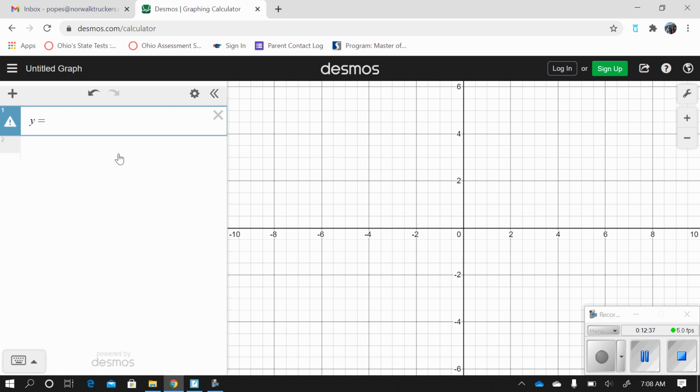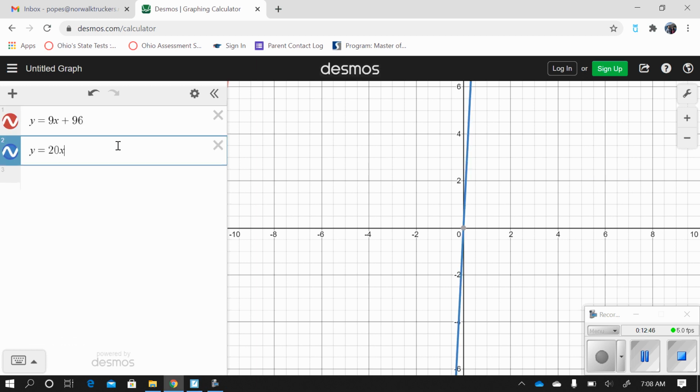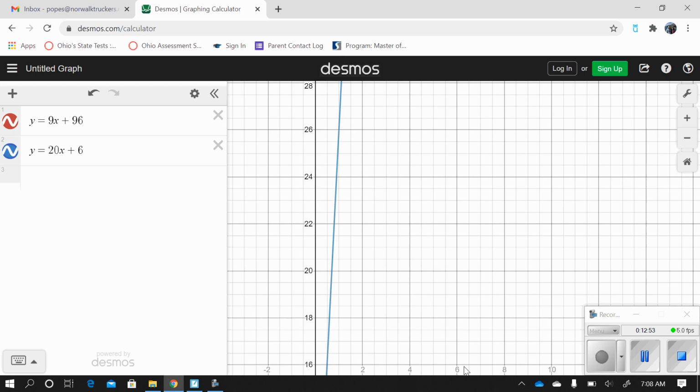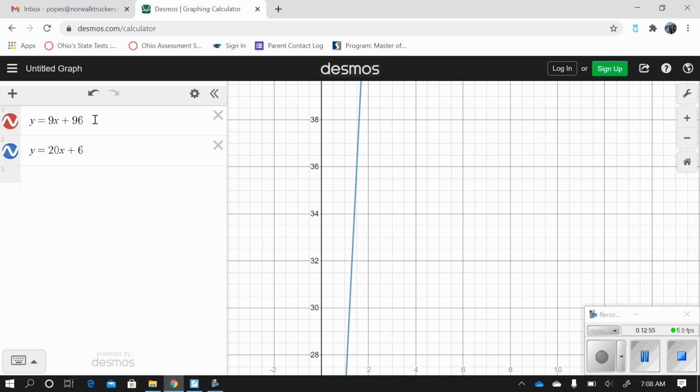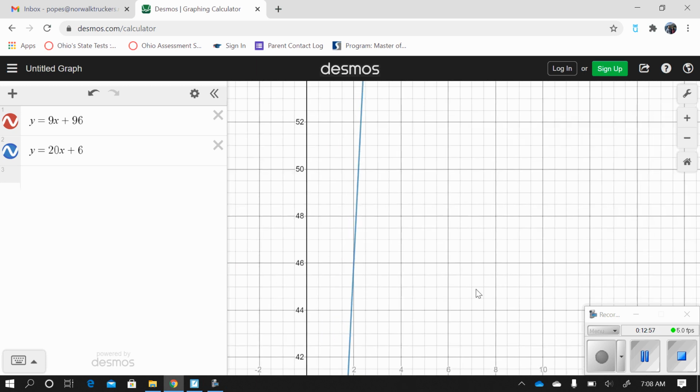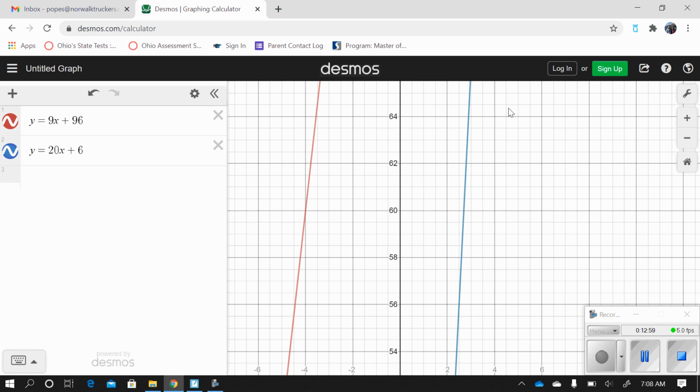So y equals 9x plus 96, and y equals 20x plus 6. I want to see where these intersect, so I'm just going to drag till I find them, and it's going to be high up, because remember, this y-intercept at 96 is quite big. Oh, starting to see the red line now.